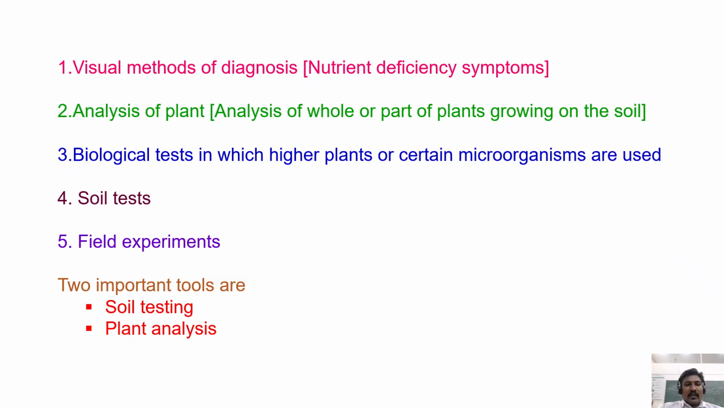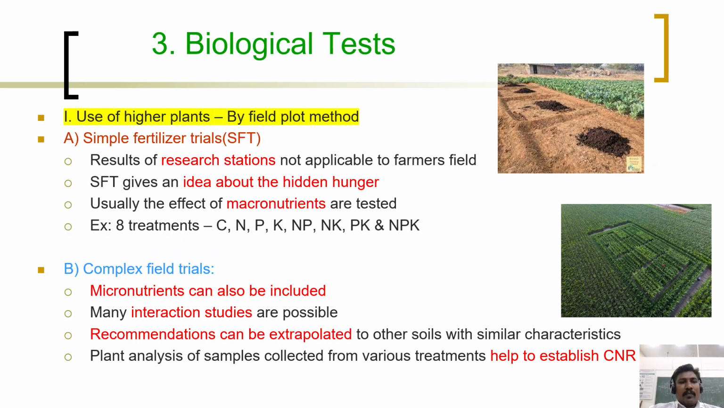And in this session, we are going to see about the biological test with the higher plants and certain microorganisms. So in this soil fertility evaluation, certain higher plants as well as microorganisms are utilized. How they are involved in soil fertility analysis, we will see. In biological test, the first one is use of higher plants. Under this, several fertilizer trials, field plot methods will be conducted.